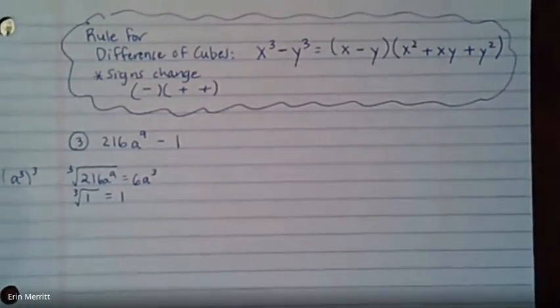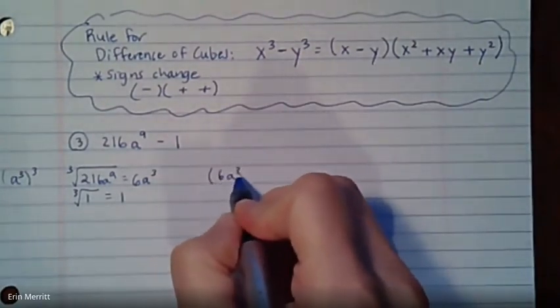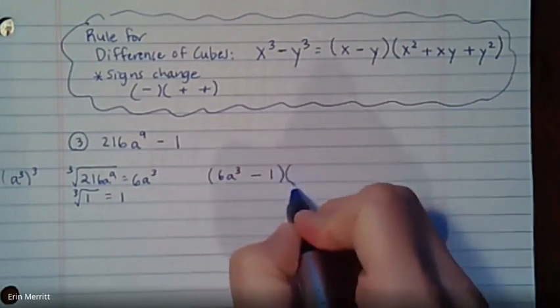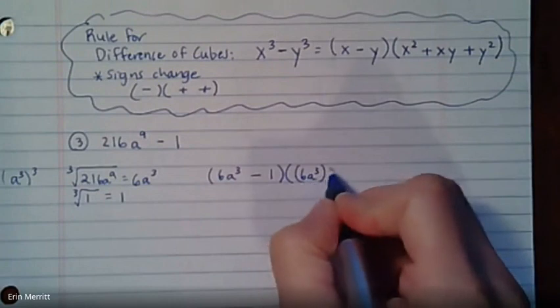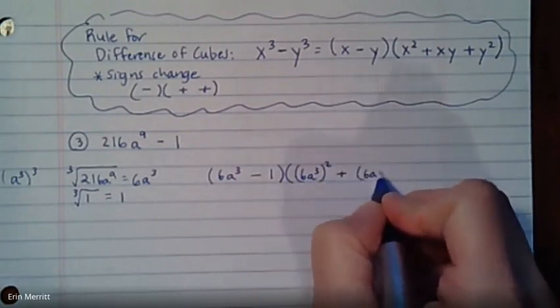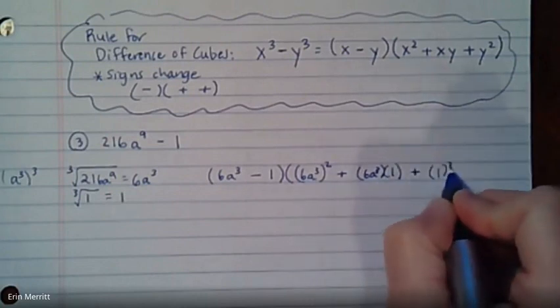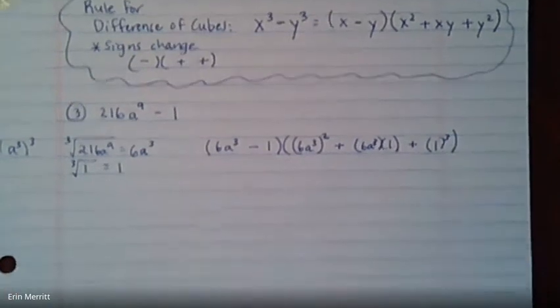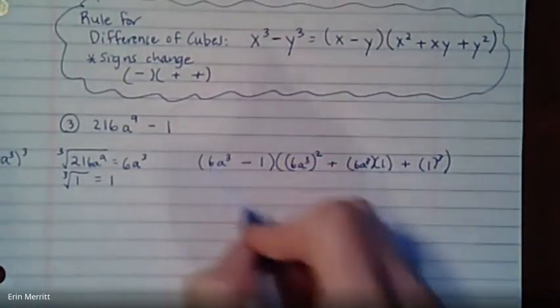And so now when we go to set this up, into the first parenthesis we'll go 6a cubed minus 1. Into the second parenthesis is the first term squared plus the product of the 2, so 6a cubed times 1, plus the last term squared. And when it's ones, there's not a lot of work to show, but you still want to think about it.